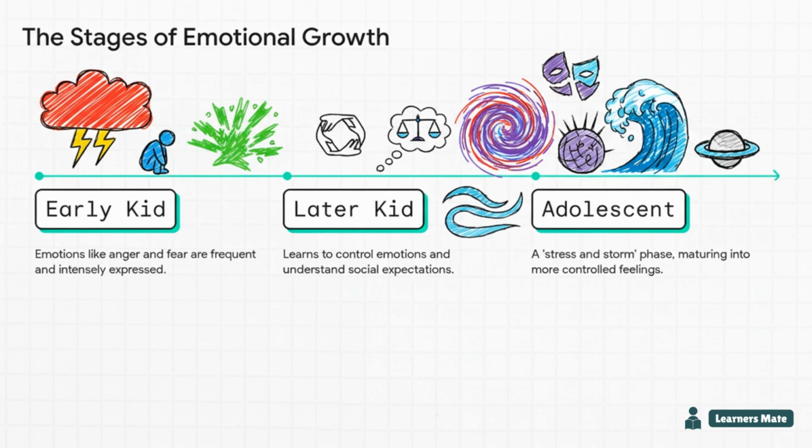Then, as we move into later childhood, a new skill starts to emerge: control. Kids start to learn the social rules of the road. They express anger over a real injustice, not just a broken toy. And then you get adolescence. The legendary stress and storm, where emotions feel like they're turned up to 11 as teens figure out who they are before finally maturing into a more regulated state.